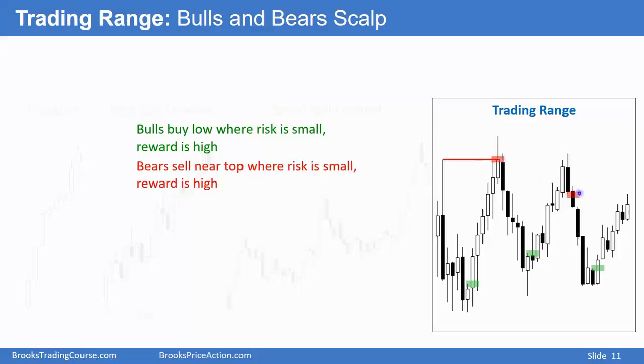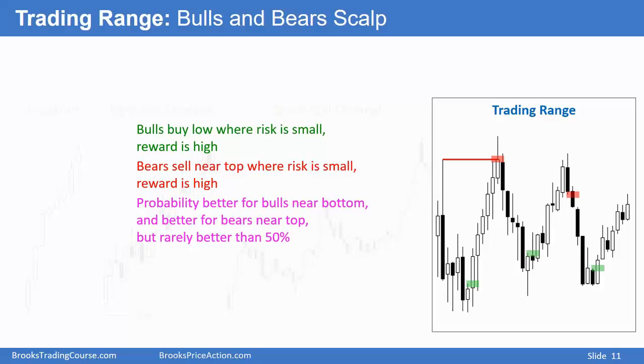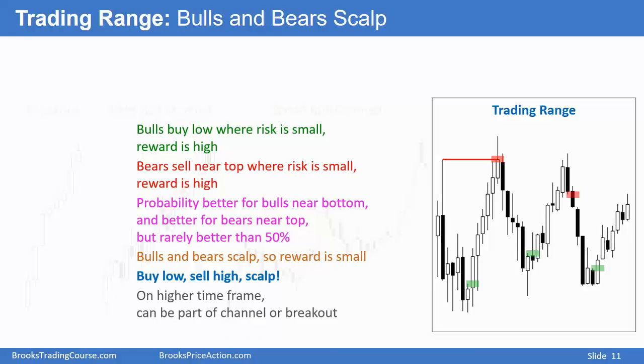Traders will sell at the prior high, they'll sell on a reversal down. At the bottom, here we have a second entry buy. Here we got a reversal up, another double bottom and a micro double bottom. Market went down, up again. Both the bulls and bears are scalping because they know the reward is small, and that's how you should trade it. So you want to be buying low, selling high, and taking quick profits. Again, on a higher time frame chart, it can be part of a bull channel, part of a breakout, but on this time frame, it's a trading range, and you buy low, sell high, and scalp.